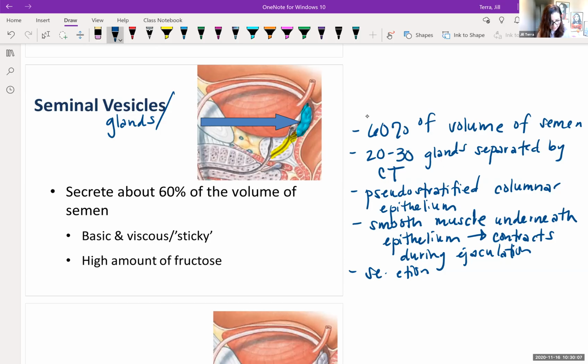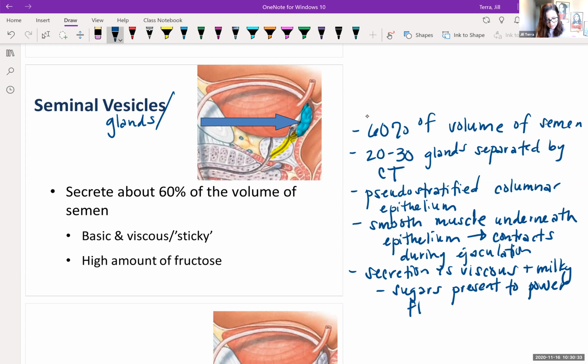And so then, like I said, the secretion that is made is viscous and milky in consistency. Okay. And the reason why it's thick or viscous is that there are sugars that are present to basically feed the sperm cells, to power the flagella of the sperm cells.